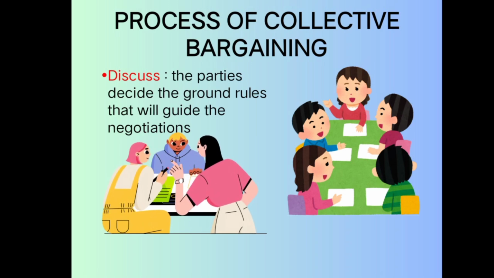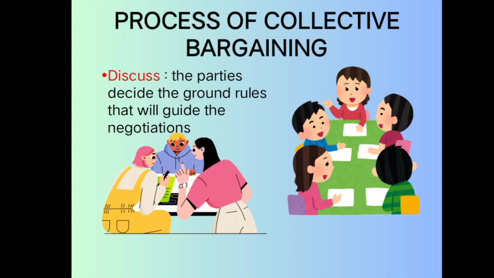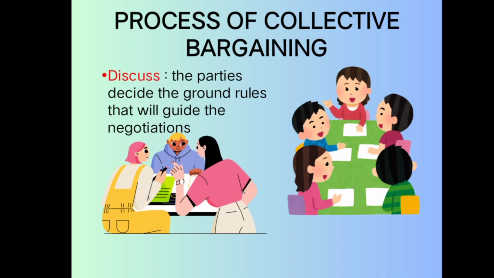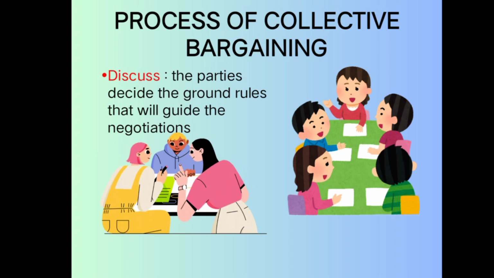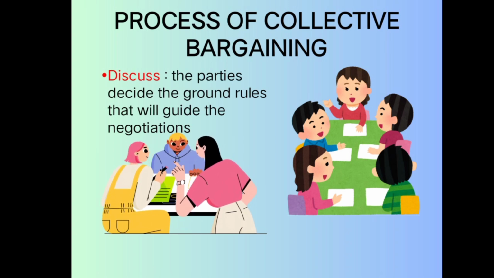Next is discussion. In this, the parties decide the ground rules that will guide the negotiation. That is, they will discuss among themselves whether the demand we are keeping is achievable, whether it is measurable, whether it is specific, and whether it is going to benefit the production of the organization as well as the workers. So like that we will discuss and we will see. For example, if I am the administrator and I give whatever the employees are asking, if I accept and give everything, the productivity of the organization will get reduced.